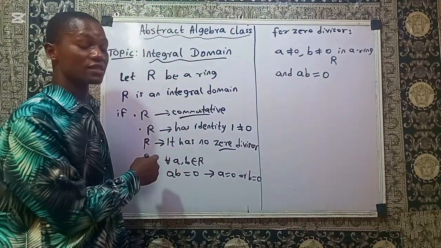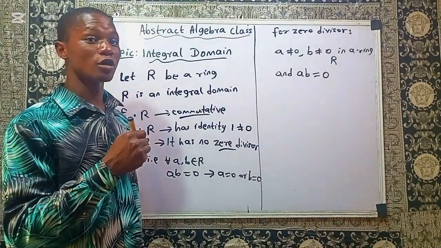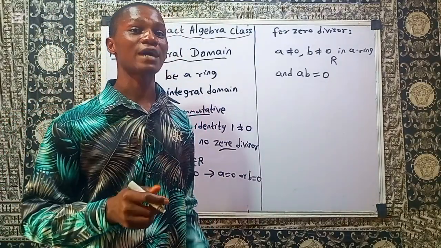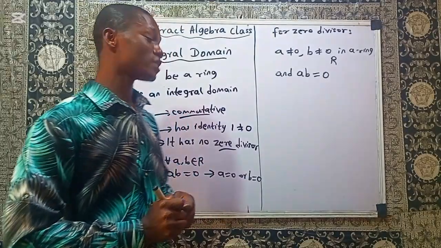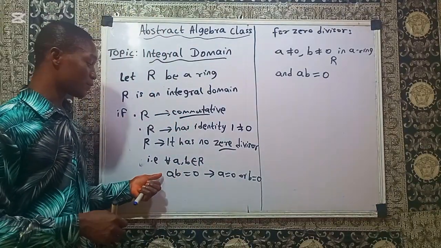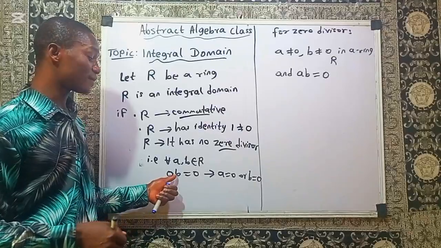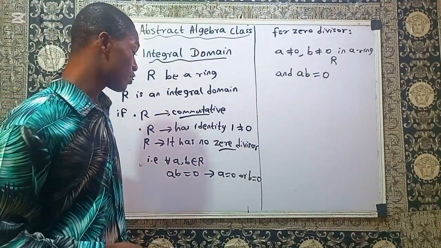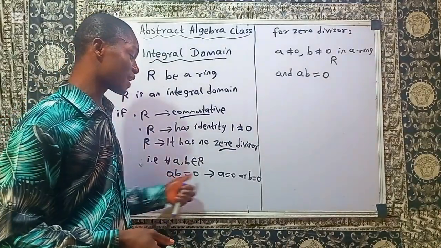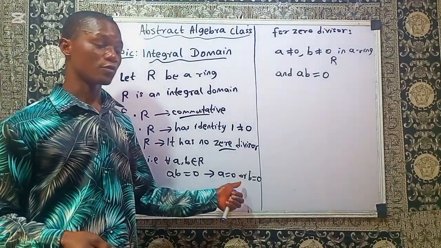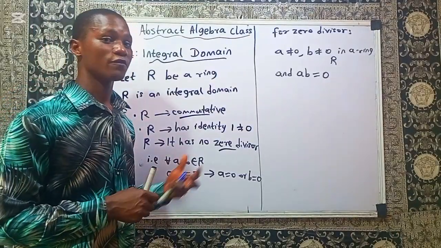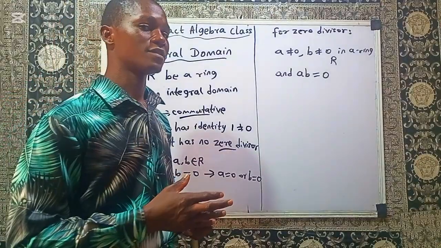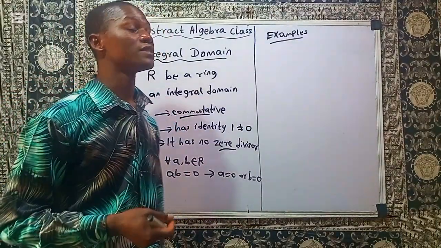But in an integral domain, there should be no zero divisors, which means if I have two non-zero elements of the ring and I multiply them, my answer should not be 0. So if A times B is 0, it implies that A is 0 or B is 0. This is the complete definition of an integral domain. So we are going to move into examples of an integral domain.